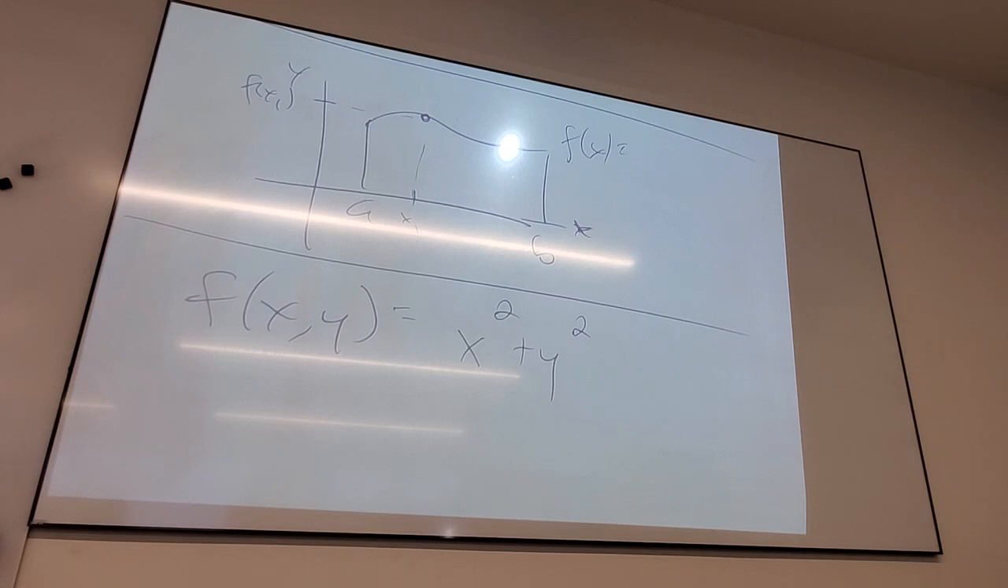So at 0, 0, what would the output be? I'm at 0, 0, correct? The output would be 0. If I move over to 3, 2, where my man is, what would the output be? If my input is the point 3, 2, what's my output? 13. You guys with me?